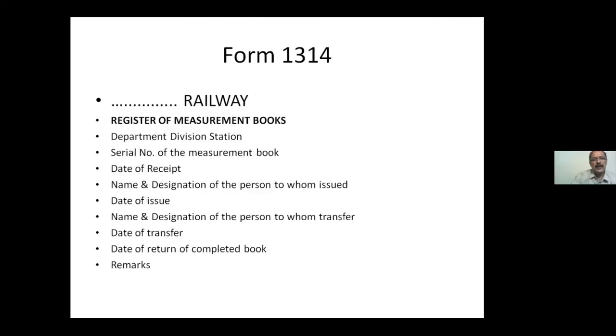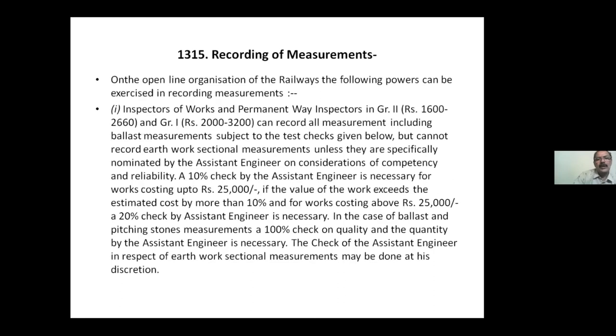Then the department will maintain a register of measurement books. How many books are given to different AANs for different contractors? That register has to be maintained. Okay. And who can record the measurements? This is very important.